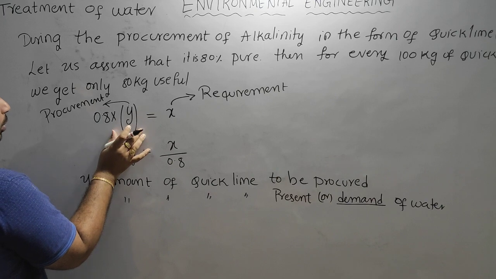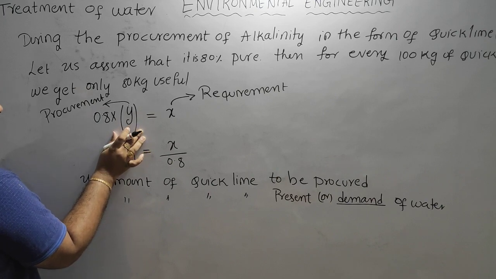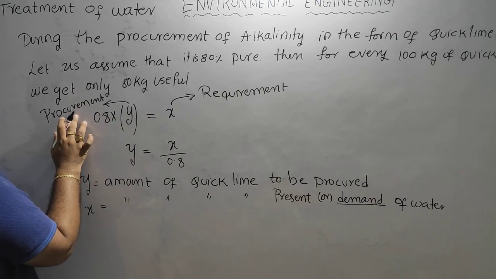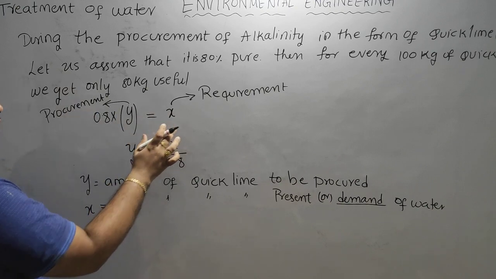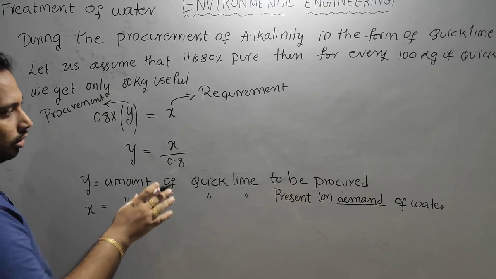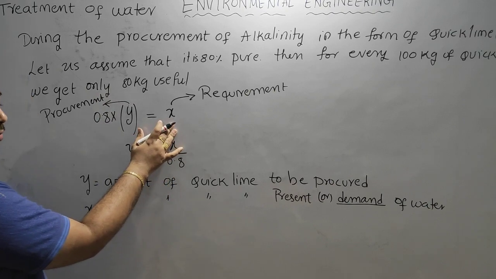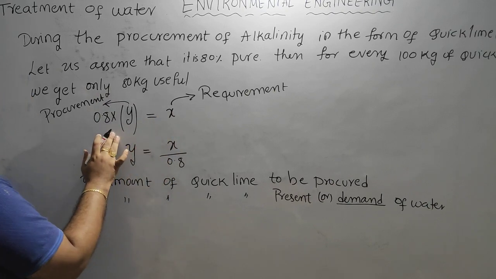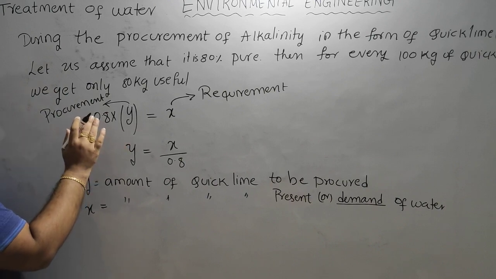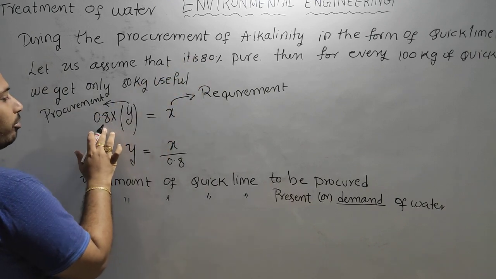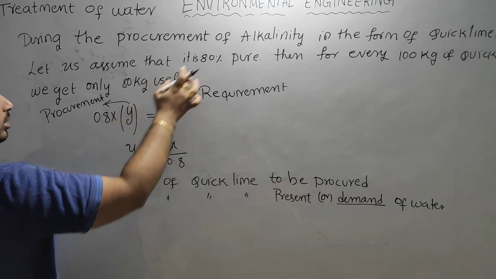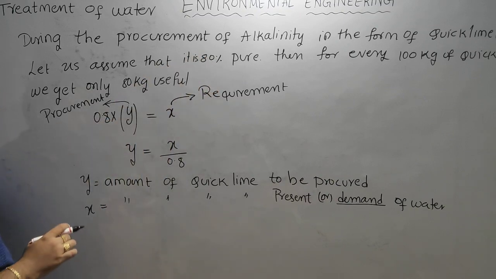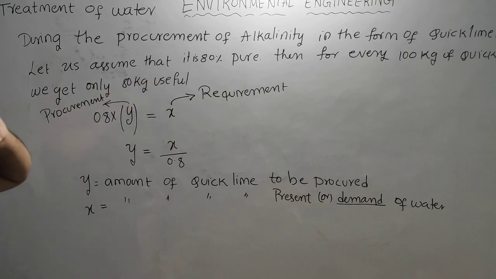So procurement should be higher, because in the procurement there are some impurities, but the requirement is the exact necessary. This much should be 100% pure. This is requirement, this is procurement. That is the difference. If it is impure by 80%, then the factor is 0.8. If it is 85%, the factor is 0.85. If it is 90%, the factor is 0.9. Whatever the purity given, similarly the factor will change.